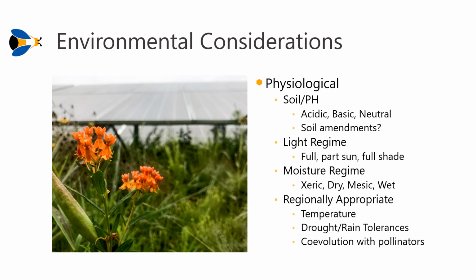When we talk about light regime, we mean whether the plants will grow in full sun, part sun, or full shade. At solar facilities, you may encounter multiple light regimes. For example, plants may grow in full sun outside of the solar arrays, but may grow in full shade underneath the panels. If you have a site with full sun, make sure to select species that grow naturally in full sun, and vice versa. The moisture regime of the site is also important.